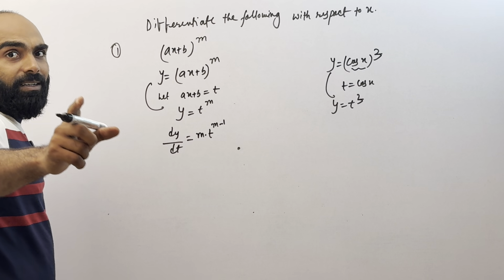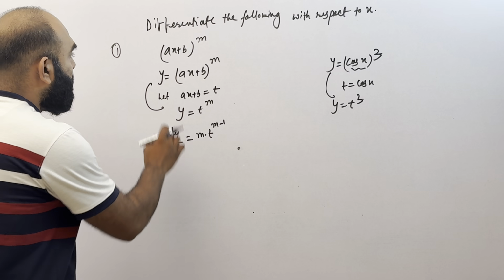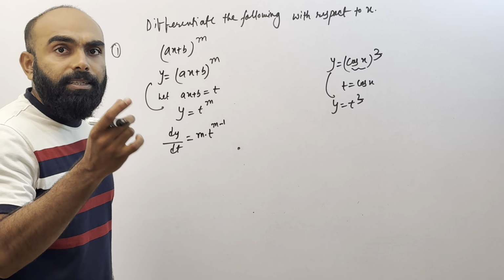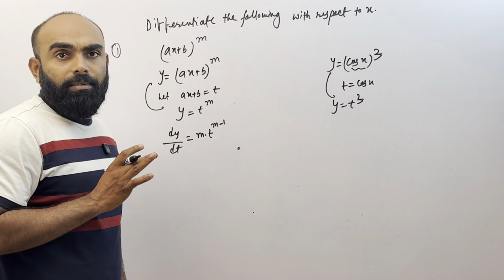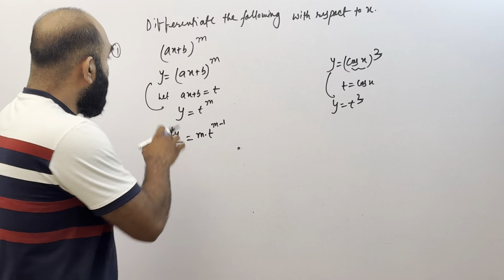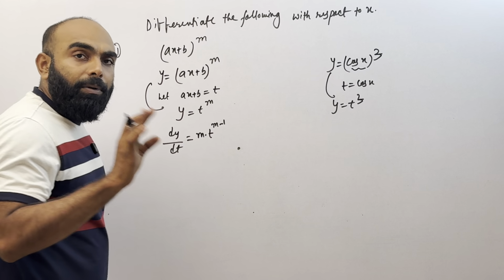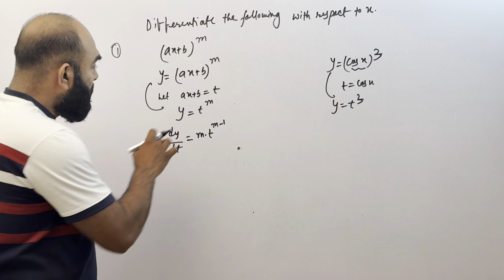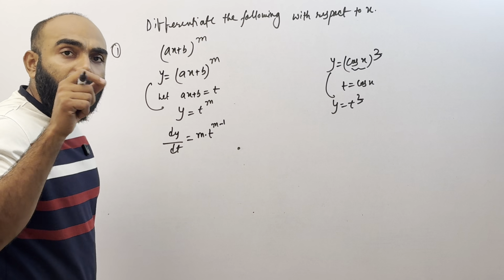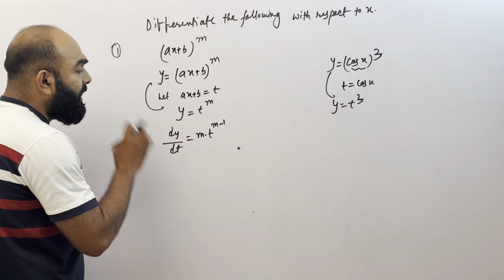Are you getting it now? I told you, whenever you see a bracket, whatever is inside the bracket, consider it as t. So this becomes y is equal to t to the power m. This is a function of t, f of t. So I will differentiate with respect to dt. That's why dy by dt.